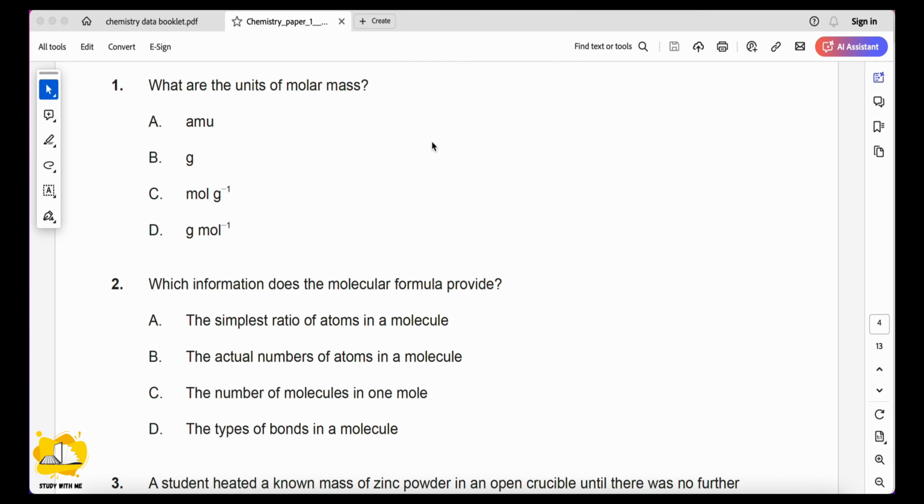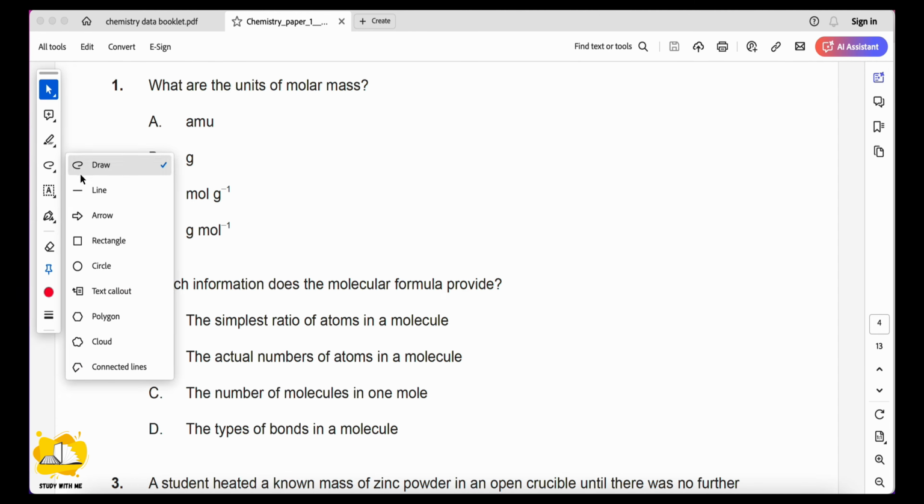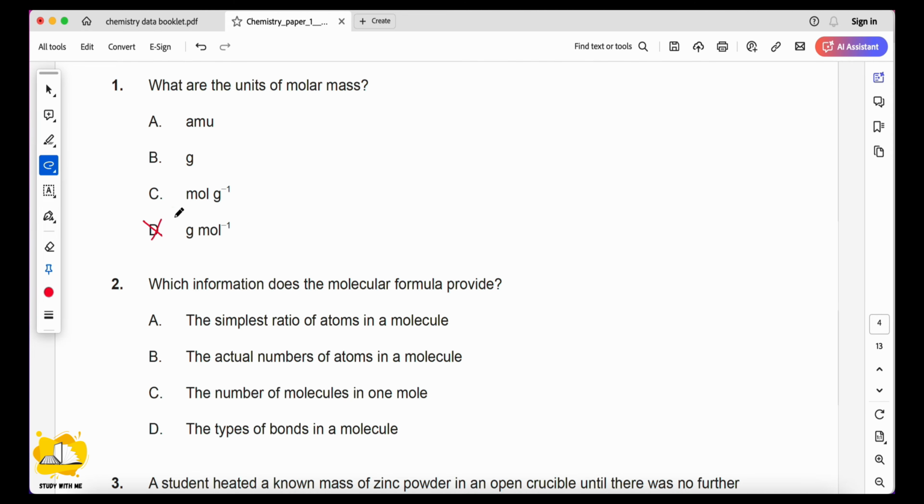Okay, what are the units of molar mass? AMU is a unit of mass for atoms, molecules, and subatomic particles, and g, grams, is for mass. And the unit of molar mass is gram per mole, not mole per gram.